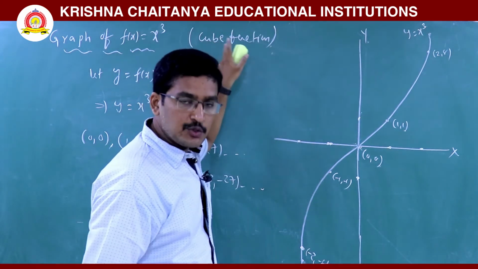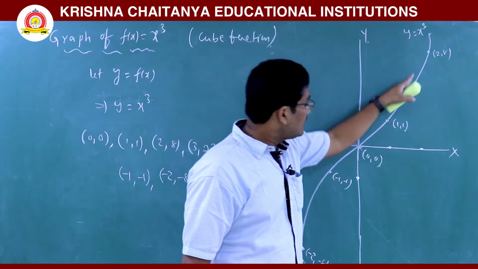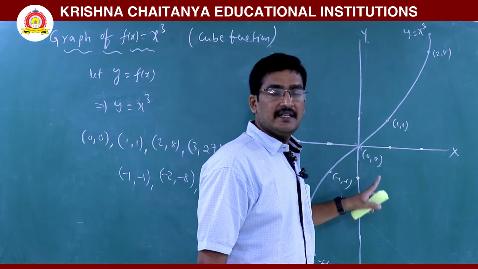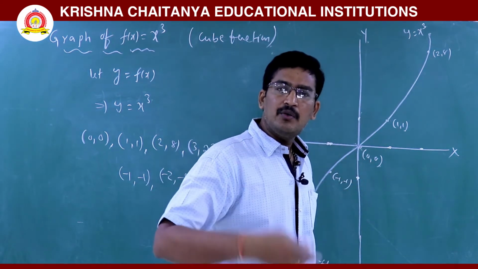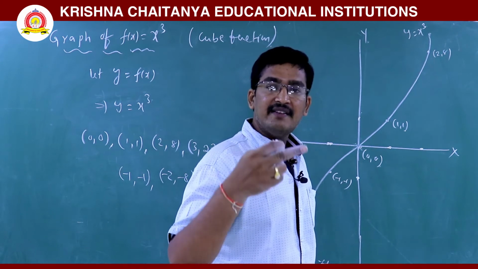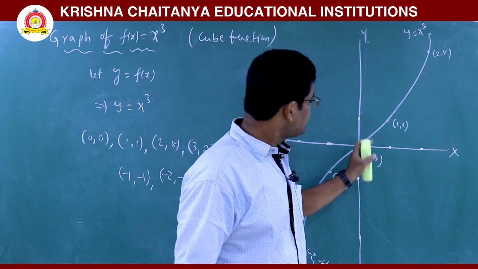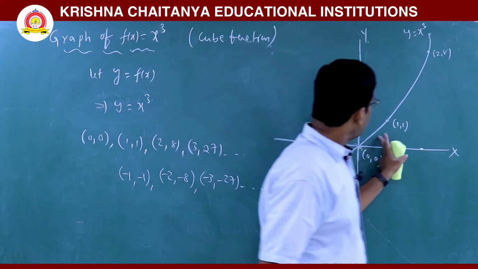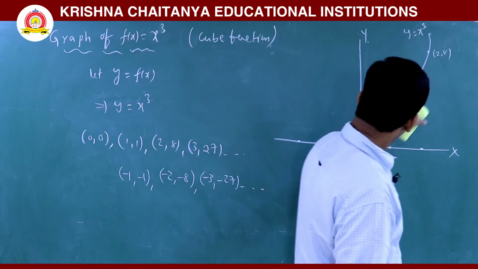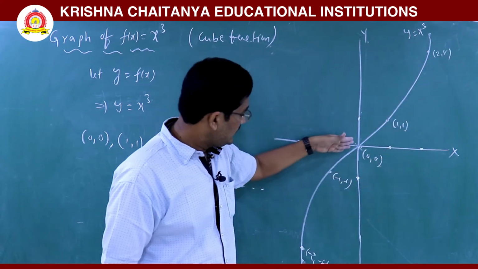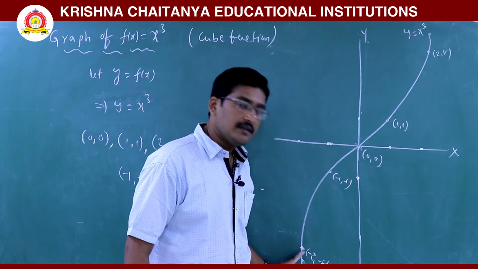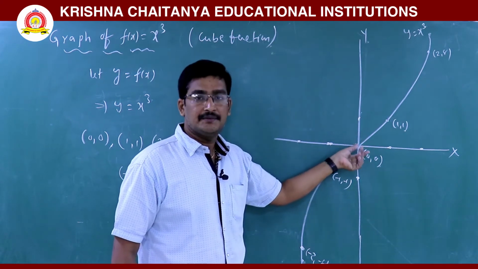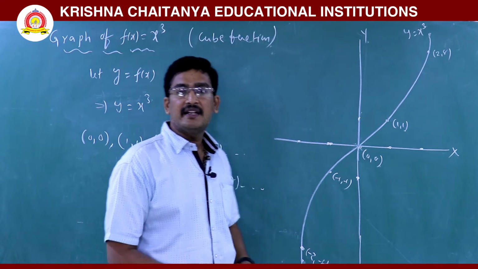In the cube function, the curve is symmetric about origin. In the square function, the curve is symmetric about y-axis. With respect to origin, every point of this part has its image in the other part, with origin as the mirror. So the curve is symmetric about origin.